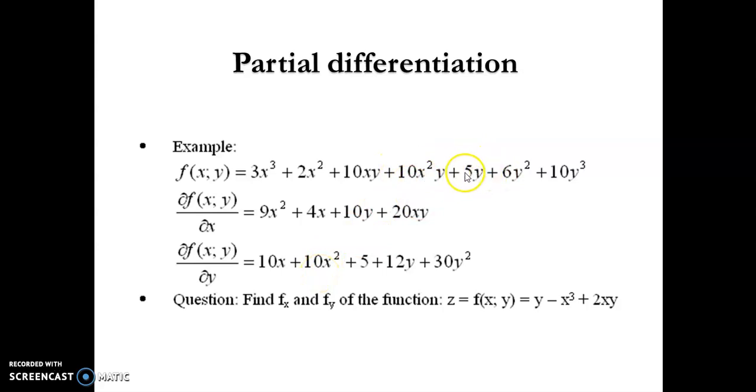Over here, I have 5y, and if I differentiate that, I'm just left with my constant 5. Here we have 6y squared, so 2 times 6 is 12. Y raised to the power of 1, because I would have said n minus 1, 2 minus 1, that gives me y to the power of 1. Plus 30y squared, and how did I obtain that? 3 times 10 is 30, and y squared is because our n is 3, so 3 minus 1 gives me y squared.